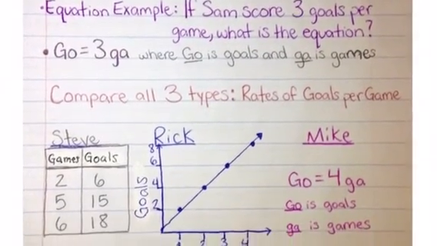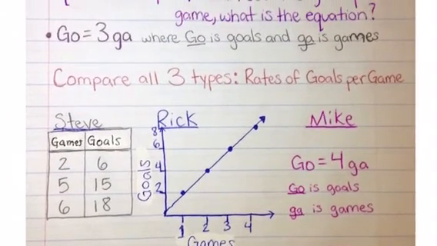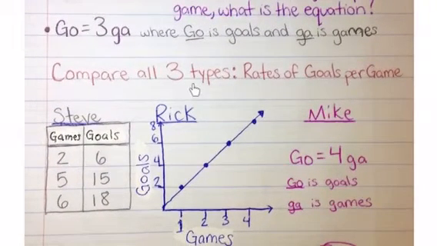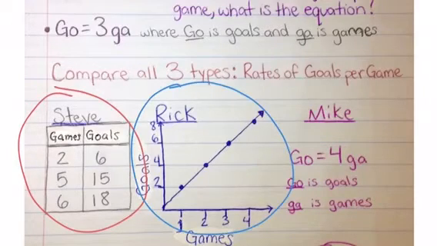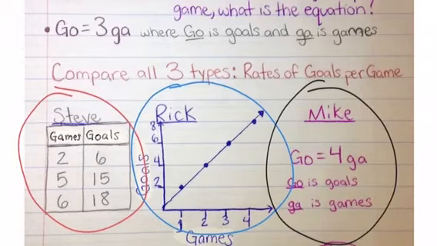Now our next example, where we're really solving our task, is right here. It says compare all 3 types. The rates we're talking about are going to be goals per game, similar to the Sam example, but different. We're talking about 3 different people: Steve, Rick, and Mike. They all play soccer, and they all have 3 different rates of goals per game, and they are displayed in 3 different ways. Obviously, you see Steve here. He's using a table. You see that Rick is using a graph, and Mike is using an equation.